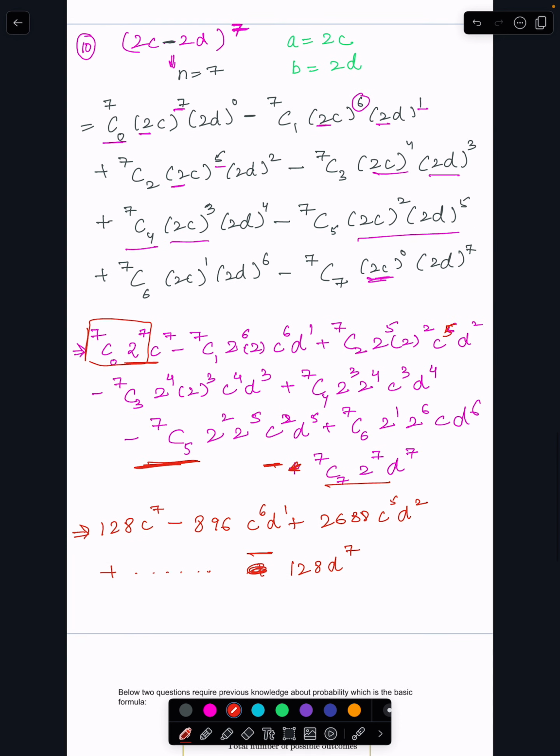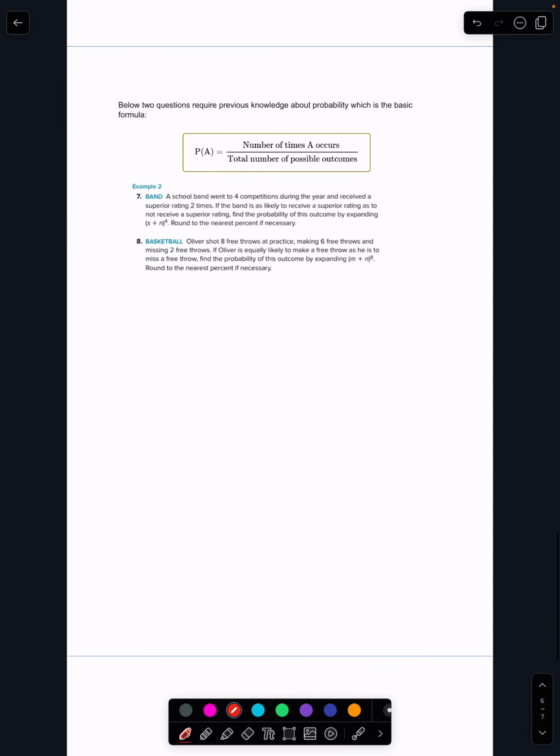In my next video, I'm going to talk about these 2 questions which are based on some probability. So maybe they give this also in writing, or they give part A, do the expansion, and part B, find the probability.